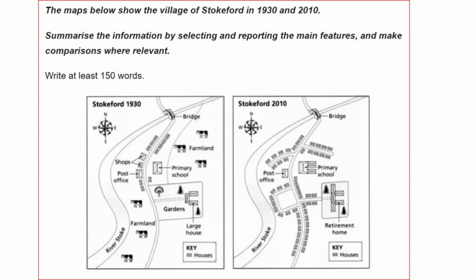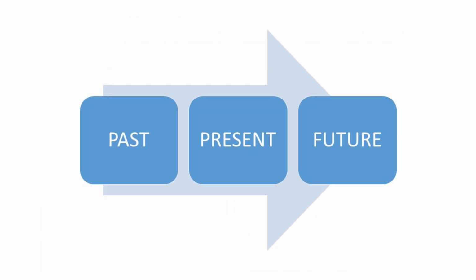Both the maps talk about one particular town, that is Stockford. How was Stockford in 1930 and how was it in 2010? Means a period of 80 years. What were the changes? That's what we are going to describe in this map. So, maps can describe the past, present, and in some cases, the future also. So, you have to be very careful with the use of the tense here.